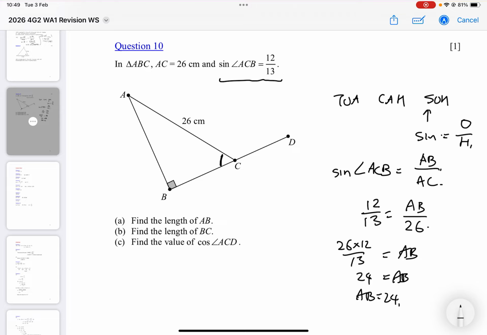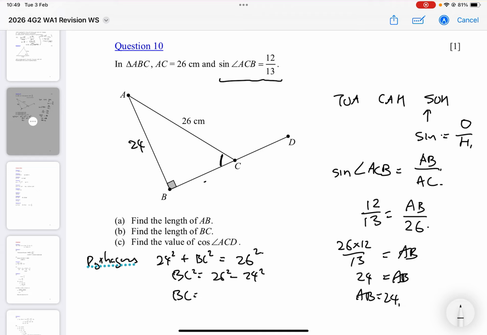Find the length of BC. Now I know AB is 24, then I want to find BC. I know two sides of a right angle triangle and I want to find the third side, so I can use my Pythagoras theorem. 24 square, the two shorter sides square, and BC square add together will equal the longest side square. So BC square equals 26 square minus 24 square. Then after that, take the square root.